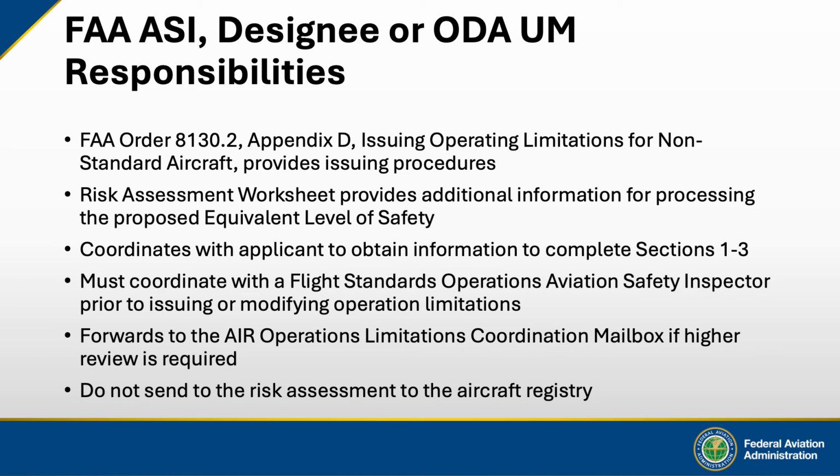Once the risk worksheet is scored, the Aviation Safety Inspector, Designee, or Organization Delegated Authorization Unit member must coordinate with the Flight Standards Operations Aviation Safety Inspector prior to issuing or modifying operating limitations. If a higher review is required by the scoring matrix, the assessment documentation, including the completed risk worksheet questionnaire, draft copy of the operating limitations, and the program letter, are sent to the Air Operation Limitations Coordination mailbox. Once the coordination process is completed, the airworthiness certificate with the modified operating limitations can be issued. Please don't send the risk assessment and evidence to the aircraft registry.